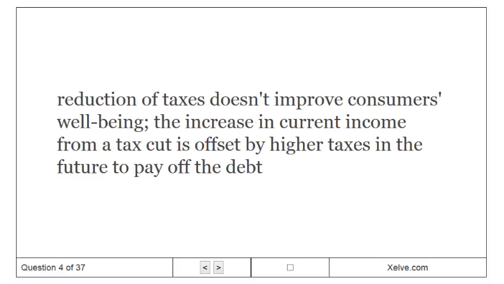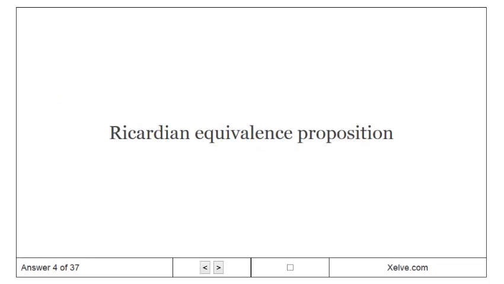Reduction of taxes doesn't improve consumers' well-being. The increase in current income from a tax cut is offset by higher taxes in the future to pay off the debt. This is the Ricardian equivalence proposition.